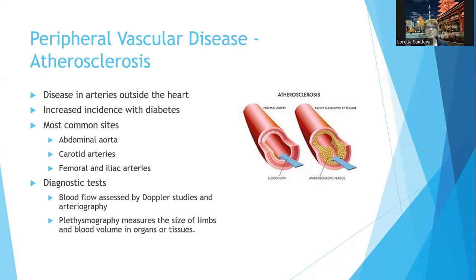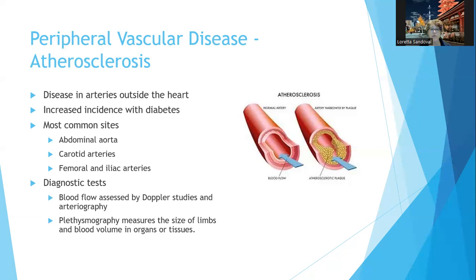There's an increased incidence of peripheral vascular disease with diabetes. The most common sites are the abdominal aorta, carotid arteries, and femoral and iliac arteries. It's diagnosed with blood flow Doppler studies and arteriography.